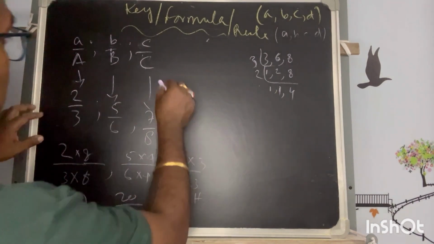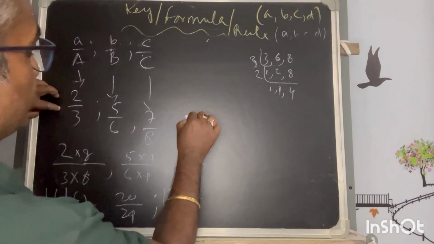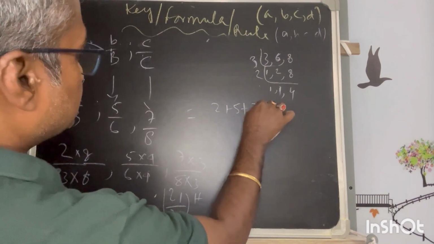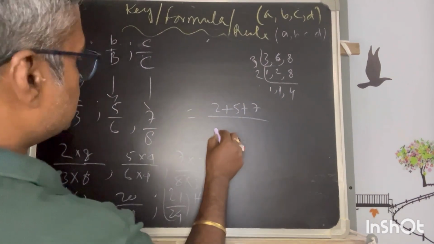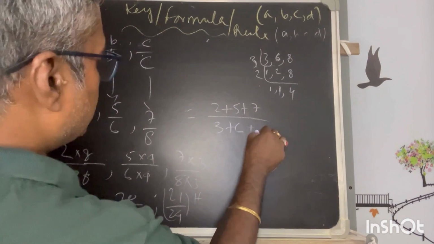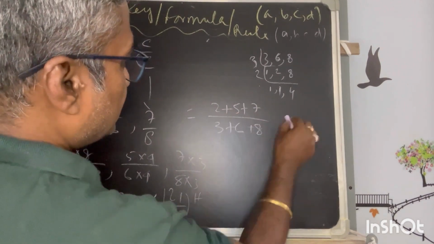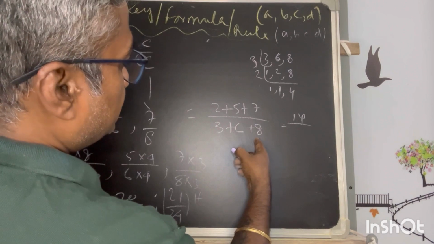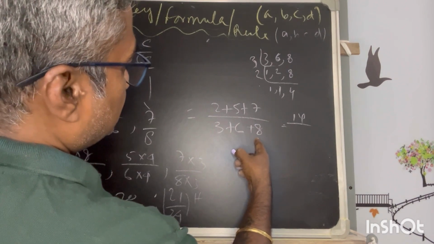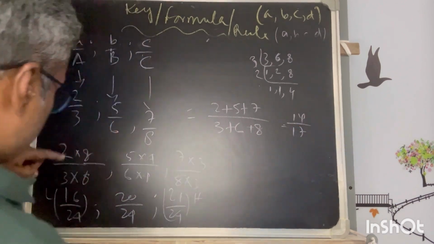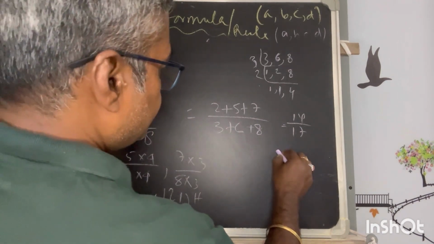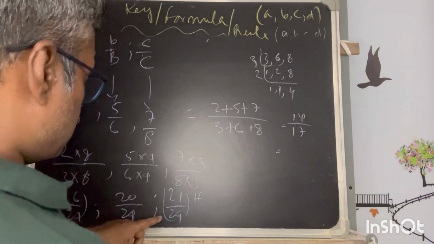So from these three, if I want to calculate the sum of the antecedents, this is the sum of the antecedents, and the sum of the consequents is this. So what is the value of that? 2 and 5 and 7 is 14 upon 3 and 6 and 8, which is 17. So 14 by 17 you have to transfer into 24. A bit difficult, but this is the highest one.